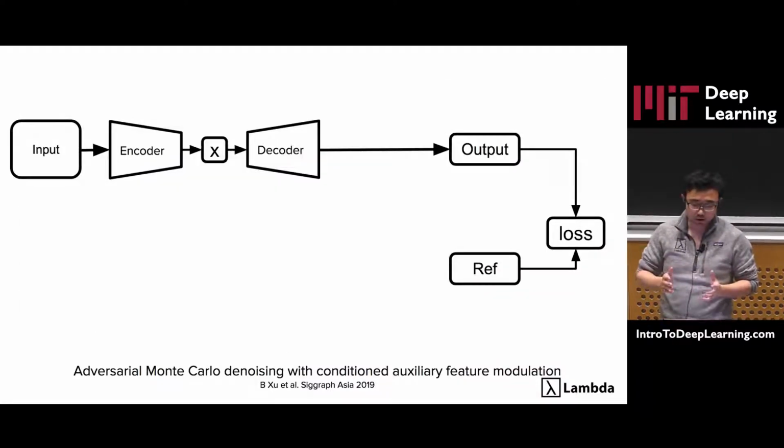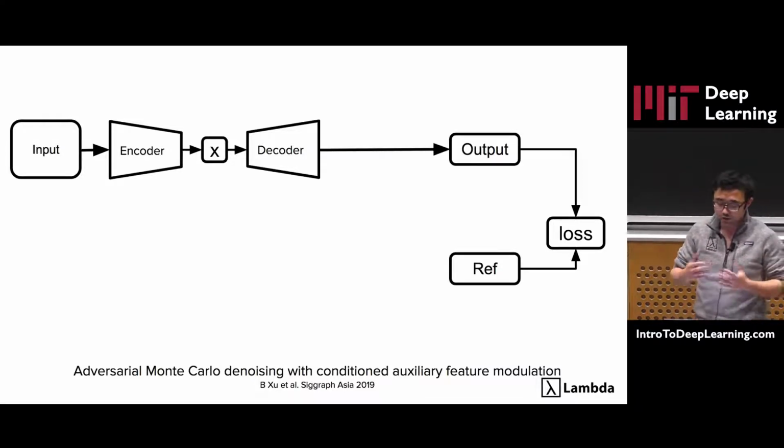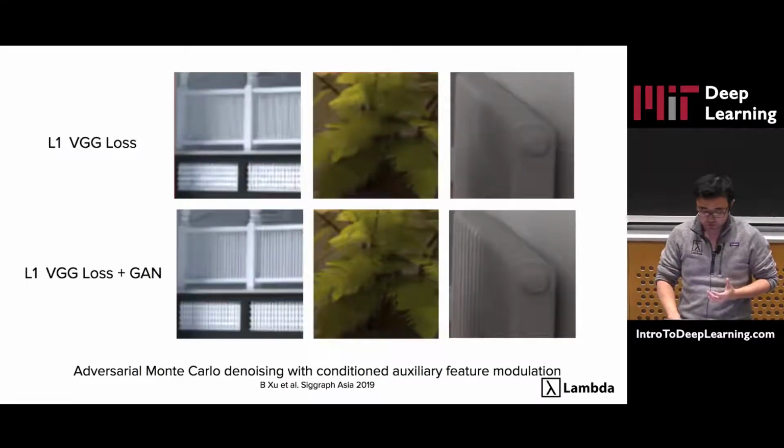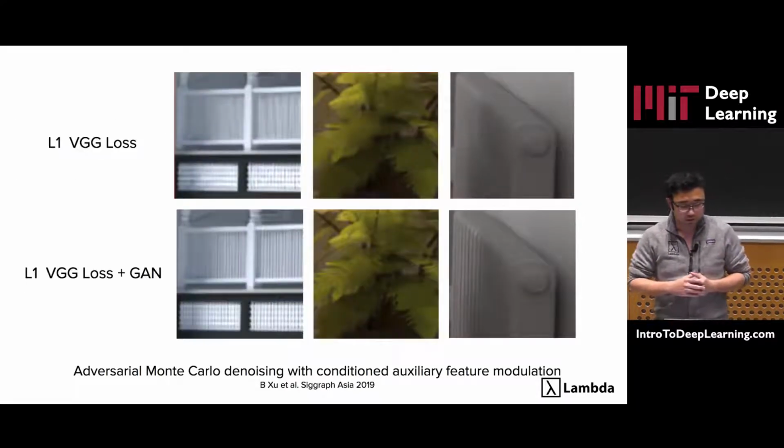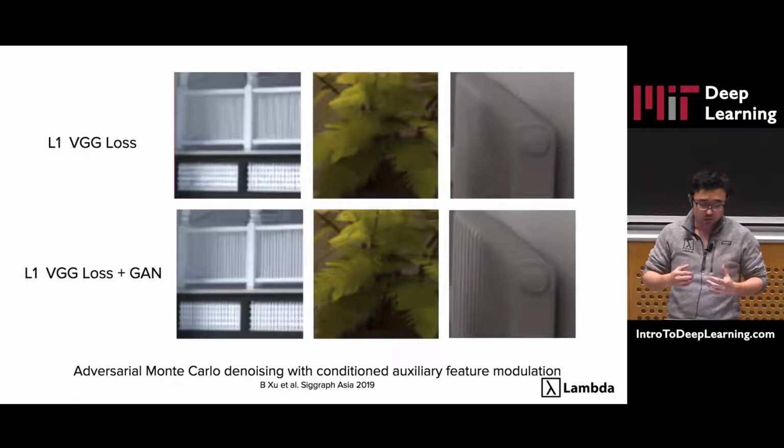The whole network is trained end-to-end as an autoencoder with 2 losses. The first loss is the L1 loss of the VGG feature of the output image. The second loss is the GAN loss. The GAN loss here is obviously trying to retain the details in the output image. So this is a side-by-side comparison between the result trained with and without the GAN loss.